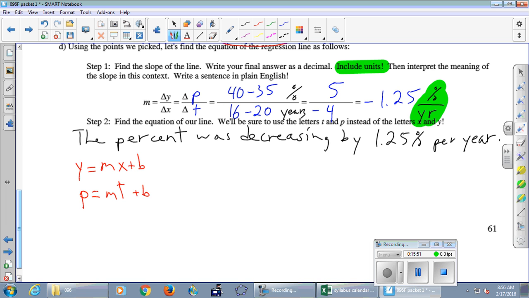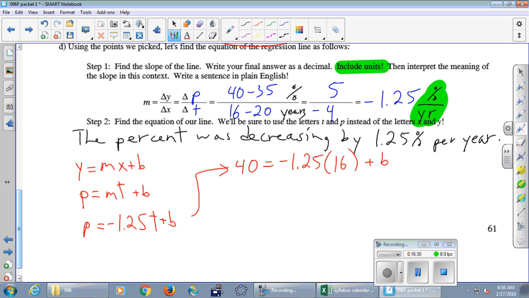Okay, first thing we do is we change the m to the negative 1.25. That was the slope we just found. Then we're going to grab the coordinates of either point and throw them in there for t and p. Let's just all use the first point, although it makes no difference which of the 2 points you use. So in the first point, it was 16, 40, right? How much was the p? 40 equals negative 1.25 times, how much was the t? 16 plus the b, which we are about to find. Just call it b.